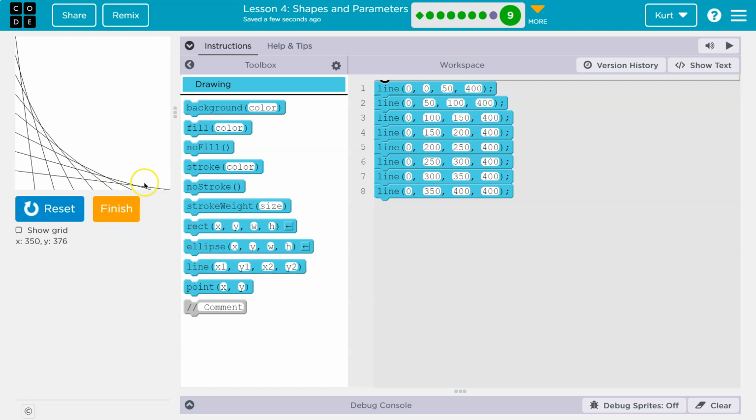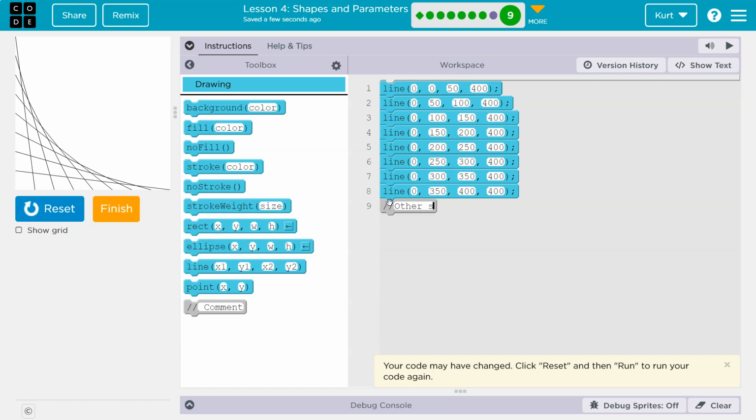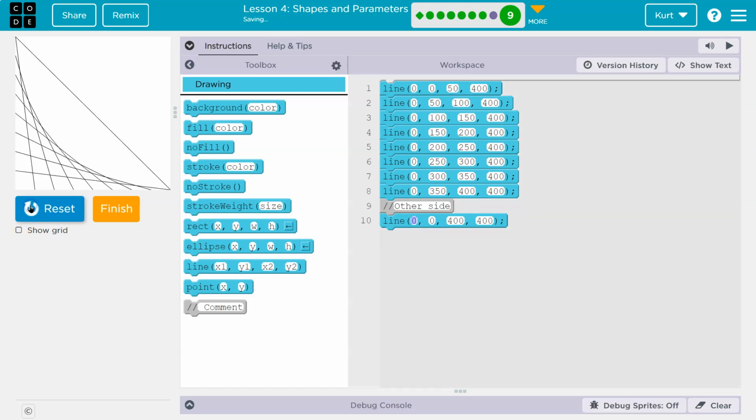If we're going to mirror this on the other side, what would mirror it here? I'm going to go ahead and say other side just to kind of keep these separated. And let me go ahead and just drop a line in, and let's see where that line is. Okay, so that's straight down the middle. Now, their first line starts over here at 400, 400. And what's it go to? 0, 350.